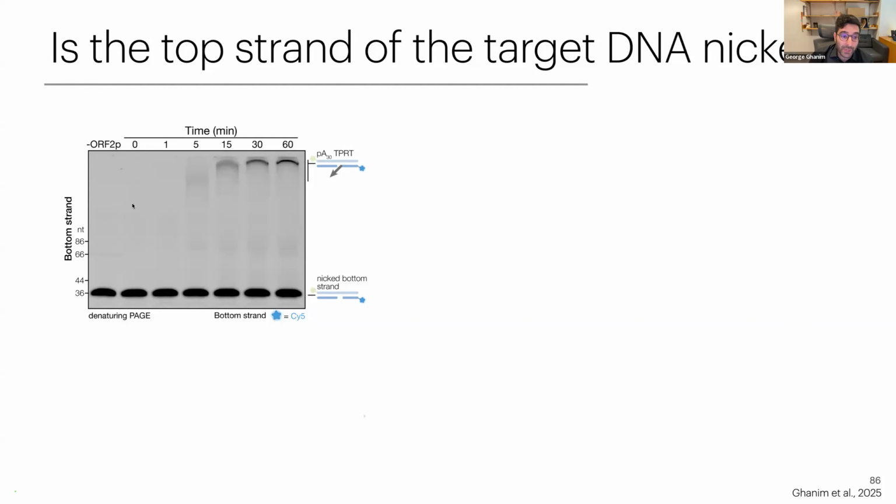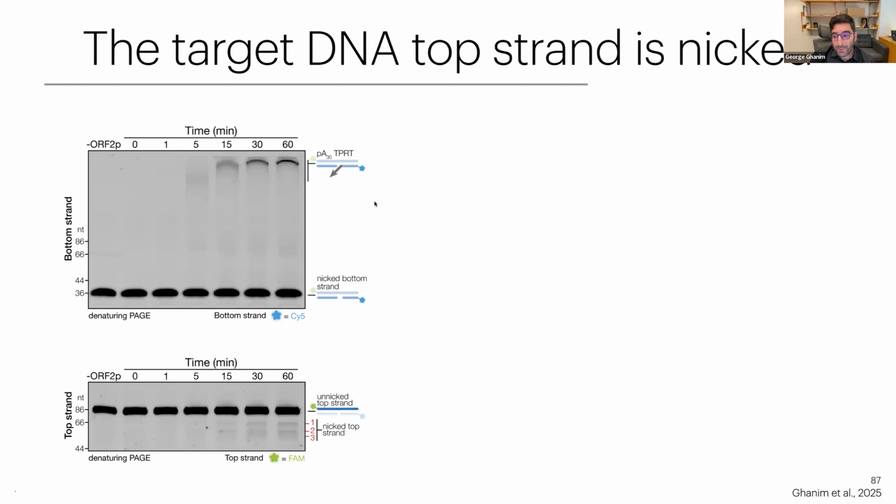So when we look at the bottom strand in this time course experiment, we see that there is an accumulation of this TPRT signal, this cDNA synthesis. This is expected. But then when we switched and looked at the top strand, we see that there is this corresponding accumulation of these faster mobility species. And these are nicked top strand products.